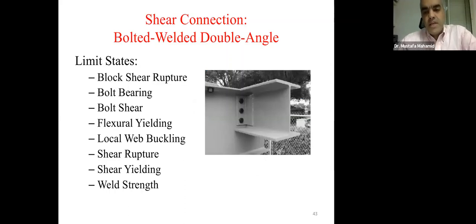Now the double angle connections may also be bolted welded. Instead of all bolted, could be bolted welded, as you can see in the figure. So in this connection, the limit states that we need to consider are block shear rupture, bolt bearing, bolt shear, flexural yielding, local web buckling, shear rupture, shear yielding, and weld strength.